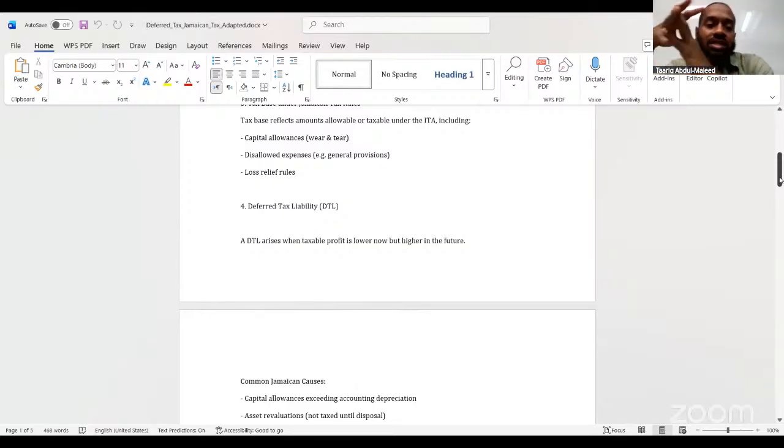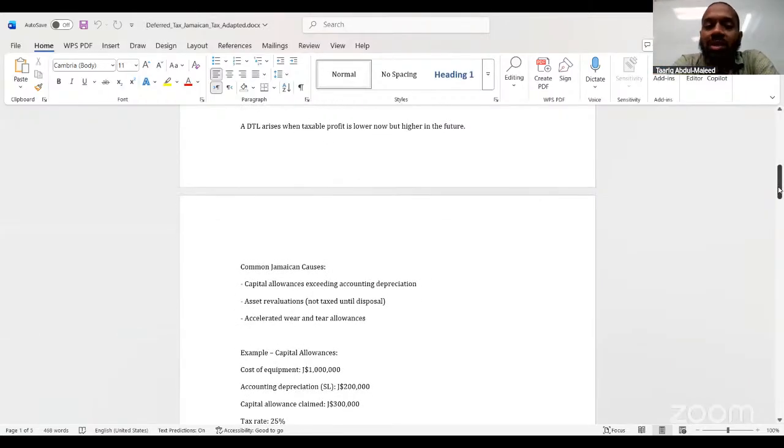Now, the deferred tax liability arises when taxable profit is lower now, but will be higher in the future. And we'll see what that means. So it's lower now, but it will be higher in the future. What would be the causes for that? The capital allowance rate higher than your depreciation rate, right? If that is the case, you may end up with a deferred tax liability. And of course, the reverse would be an asset.